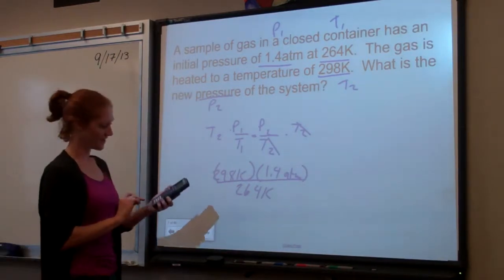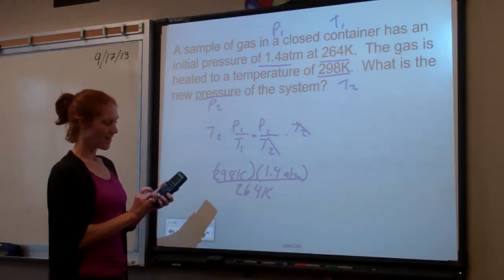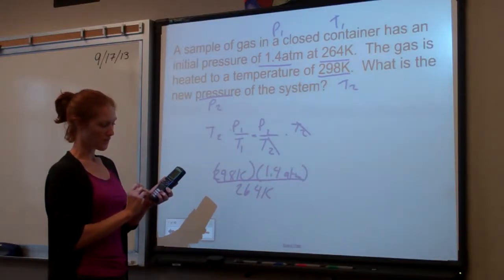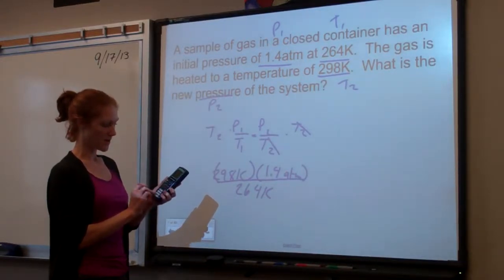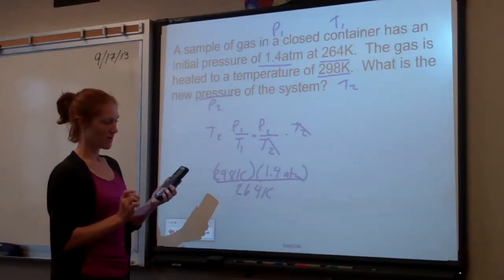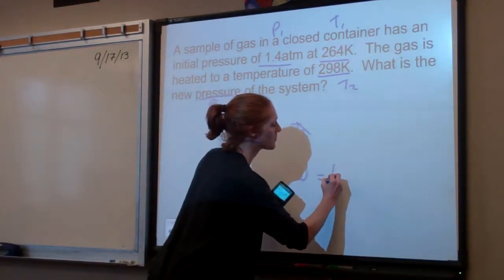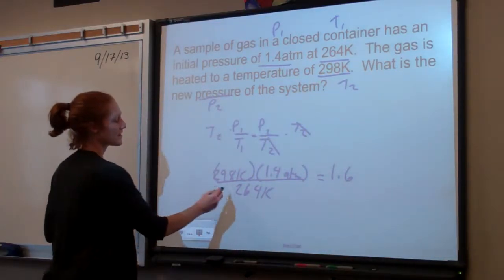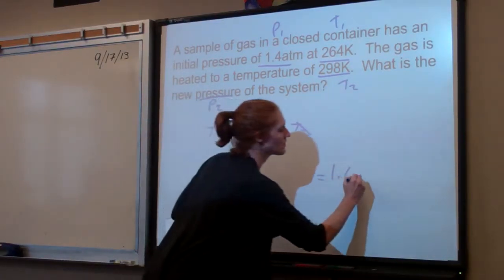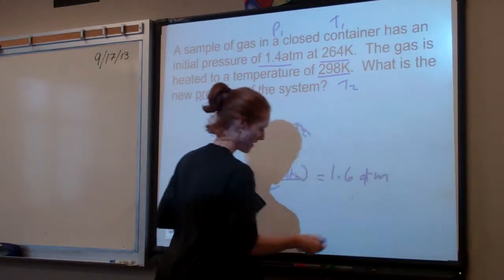We have a calculator. So I'll go 298 times 1.4, enter, divided by 264. All right, 1.58, so I'll round that to 1.6, and the Kelvin cancels out, leaving the unit of atmospheres.